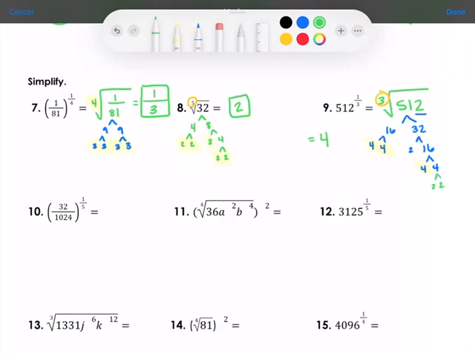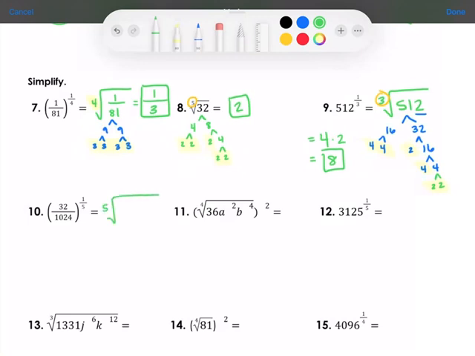So the 2 is a prime number, so I can't factor that anymore, but this 4 can factor into 2 and 2. So I have 1, 2, 3 2's, and I also take out a 2. 4 times 2 equals 8, so my answer is 8.